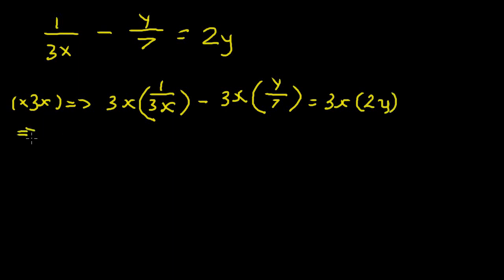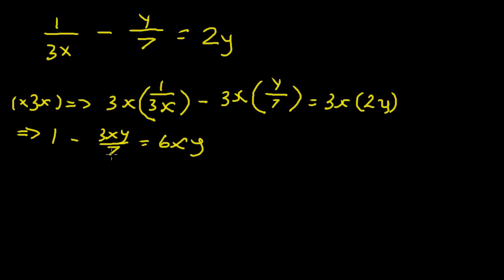So we have 3x times 1 over 3x. We've cleared the fraction in this case, which gives us 1. Minus 3x times y over 7, which gives us minus 3xy over 7, equals 3x times 2y, which gives us 6xy, and there we have it.